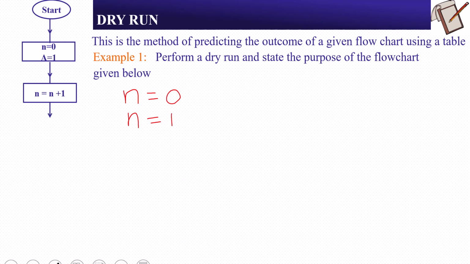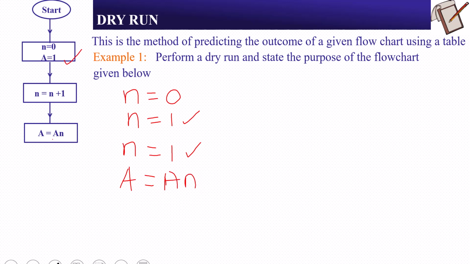Then next is that a becomes a times n. So our a initially was equaling to 1 at this point. And then at this point it becomes a times n. Our n is 1 and our a is 1. So we shall have a equaling a times n, which becomes 1 times 1, which will become a 1. So at this point, our a is still a 1. Then we continue to the next. You should always follow the arrows.